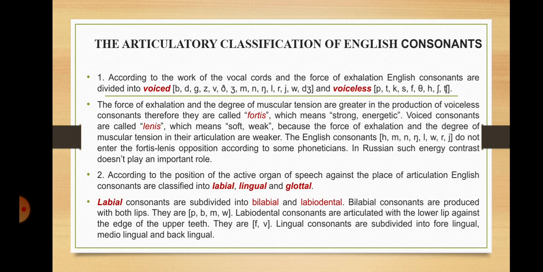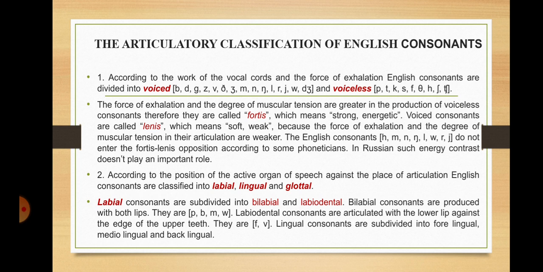According to the work of the vocal cords and the force of exhalation, English consonants are divided into voiced, for example, b, d, g, z, v, th, j, m, n, l, r, y, w, and voiceless, for example, p, t, k, s, f, th, h, sh, ch.